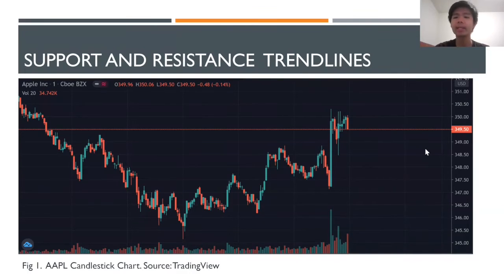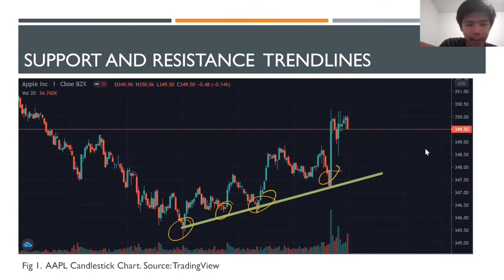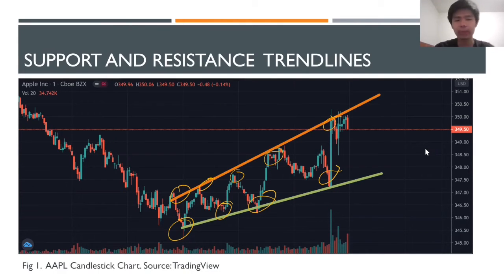So without further ado, let's take a look at the Apple stock chart over here. We can see, for example, that we can connect all the low points of the price here with a line and all the high points of the price here with another line. Now, this green line over here is what we call the support trend line. We perceive it as the line that supports the price from falling below it, so it would be hard to break this line.